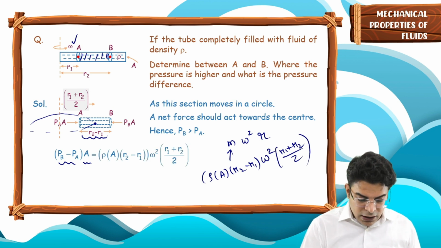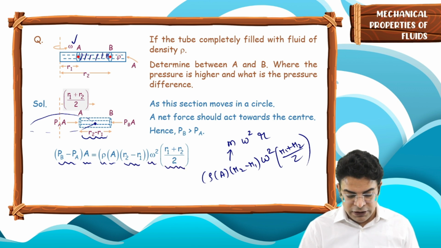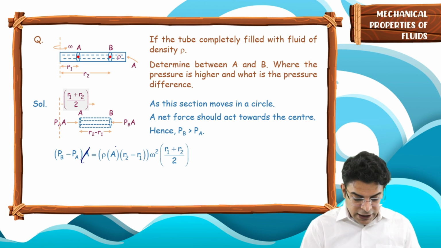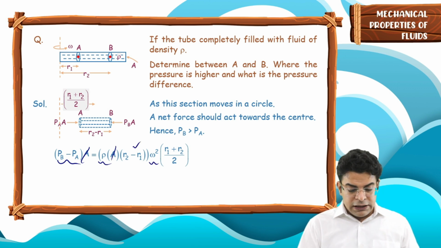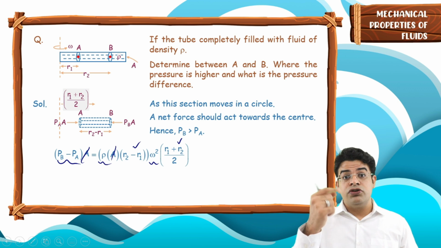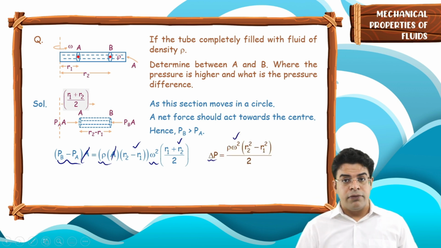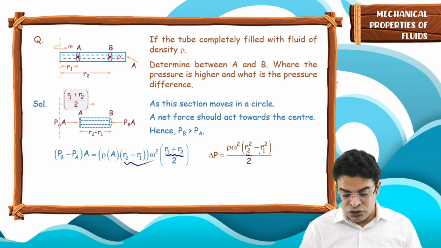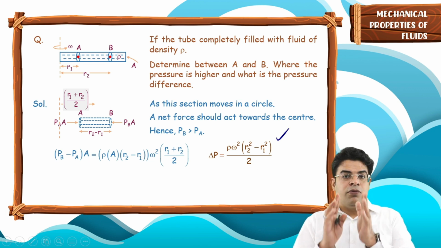So you will get rho A into r2 minus r1 into omega square into (r1 plus r2) by 2. So, bachcho, on both sides you can cancel out A and A. So you will get delta P equals rho omega square into (r2 minus r1) into (r2 plus r1), which gives you r2 square minus r1 square. So you get delta P equals rho omega square, and this part (r2 minus r1) into (r1 plus r2) gives you (r2 square minus r1 square) by 2. So this is the pressure difference between point A and B.